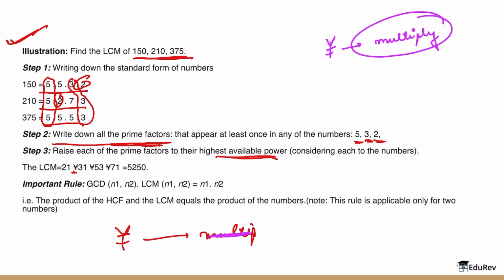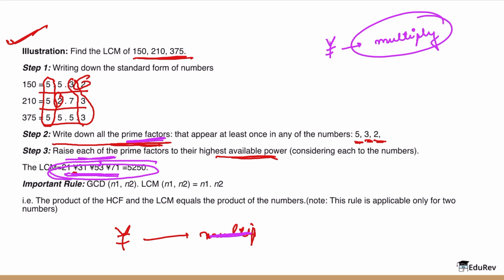Okay, correct. So what you also need to do is basically multiply them. When I multiply 2, 3, 5 and 7, with 5 three times and 7 one time, I'll write this again.